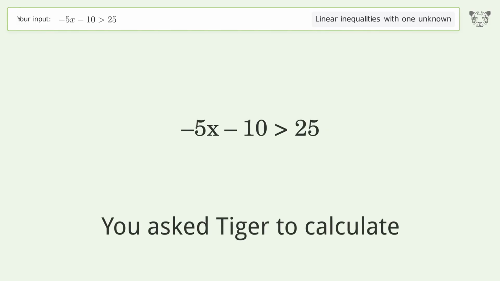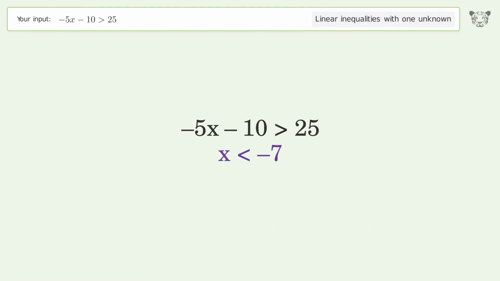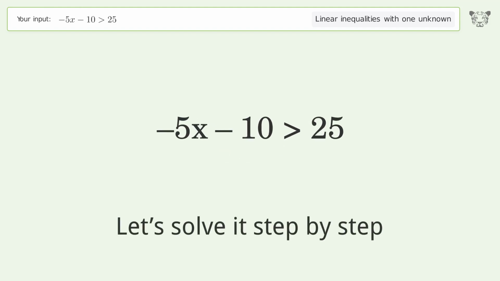You ask Tiger to calculate. This deals with linear inequalities with one unknown. The final result is x smaller than -7. Let's solve it step by step.